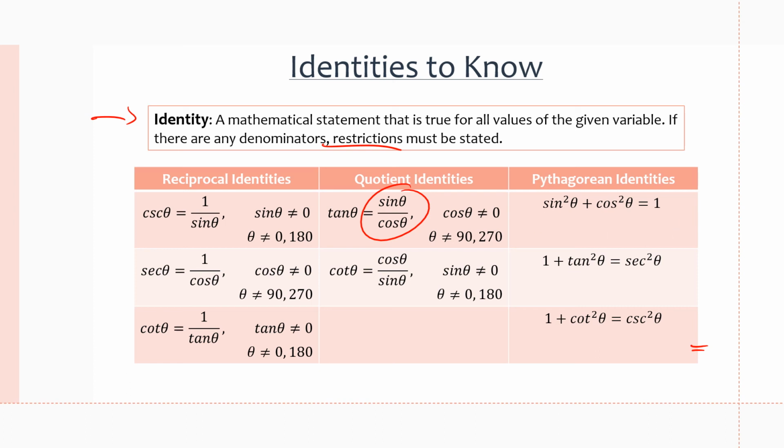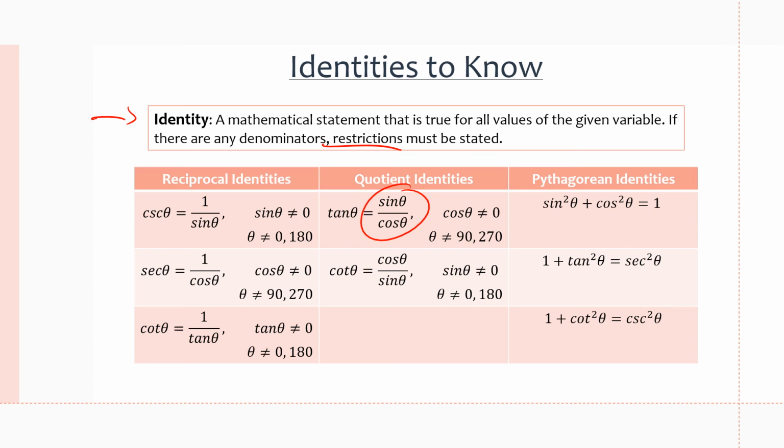The other two we want to remember are 1 plus tan squared theta equals secant squared theta, and 1 plus cotangent squared theta equals cosecant squared theta. And remember, we can rearrange these to look differently, and it might help us in a particular question.